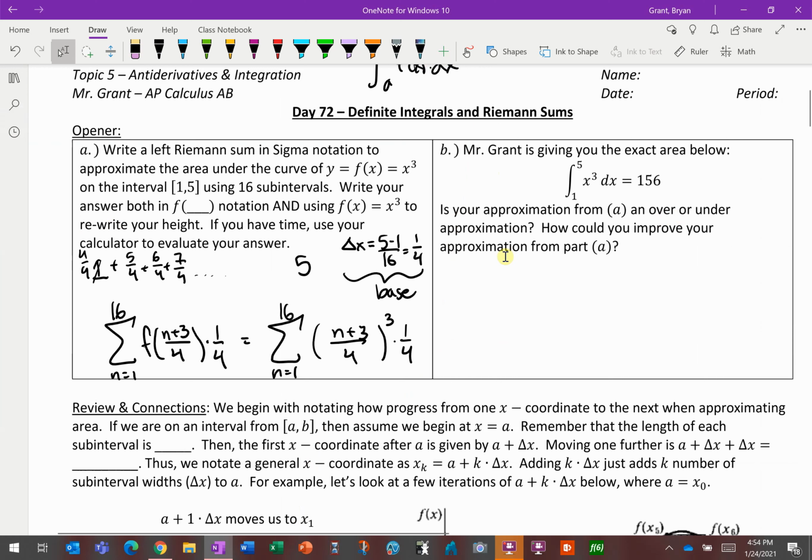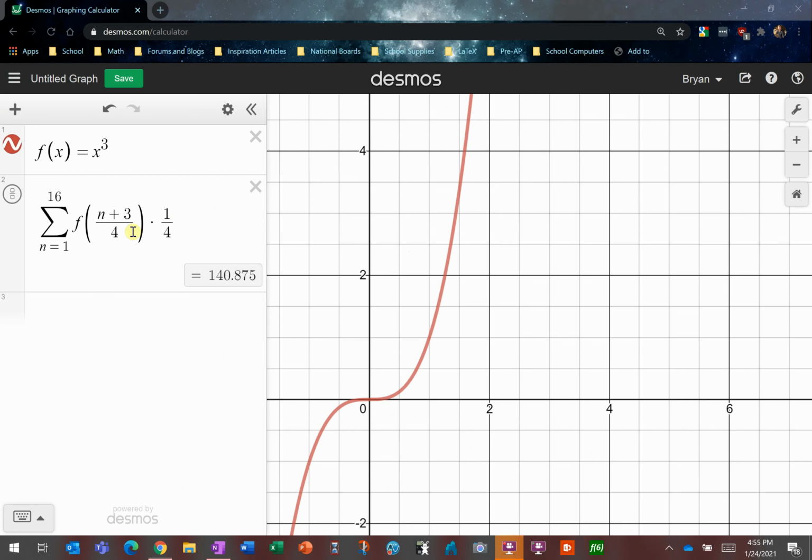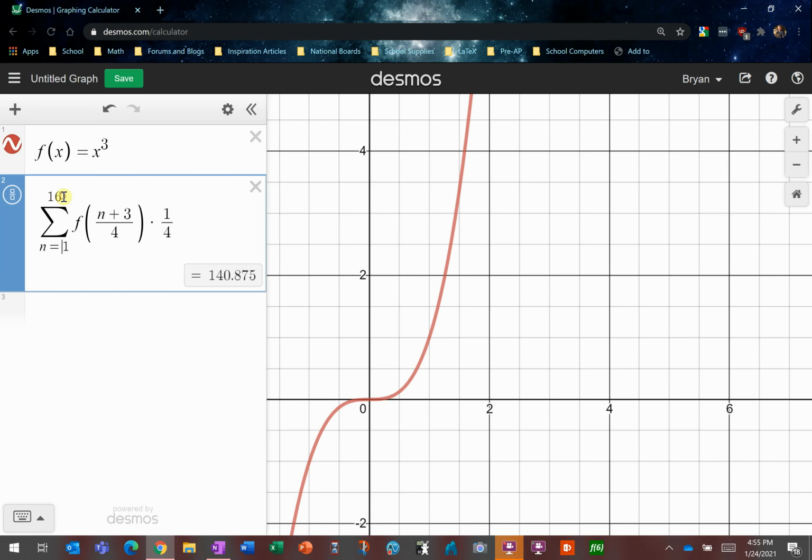So the question is, how do you improve your approximation? The answer is create more subintervals. Instead of splitting from 1 to 5 into 16 subintervals, let's see if we can alter this and do 32 subintervals. I know I'm going to have to go from 1 to 32. Is that as easy as it is? Oh no, that's way too large.